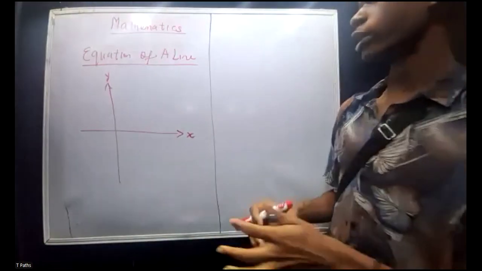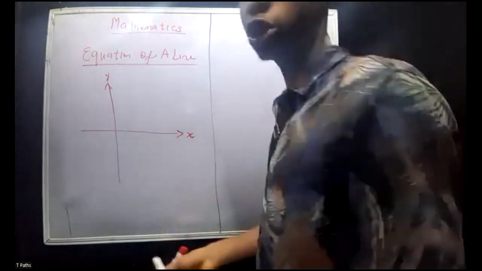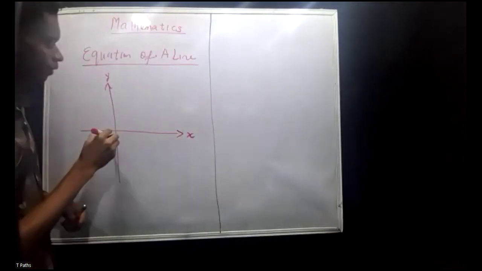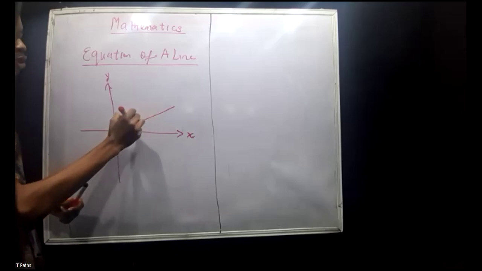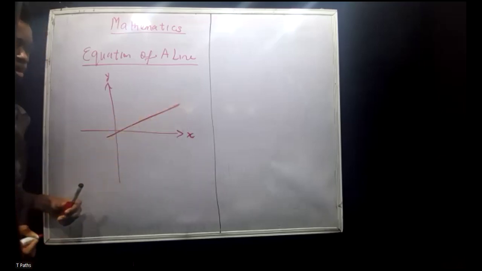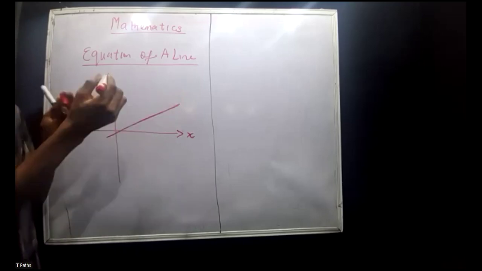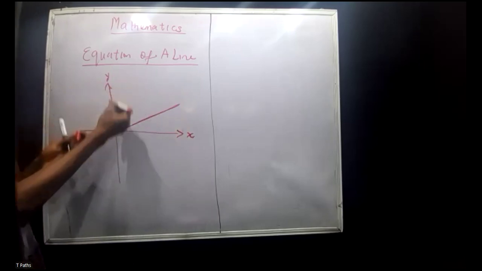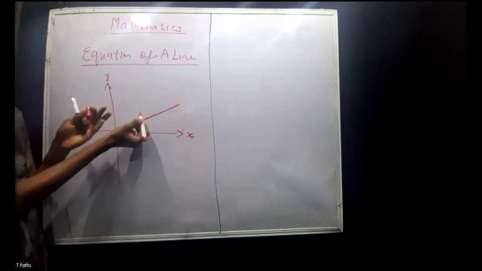So when we say the equation of a line, we are trying to represent a particular line with an equation based on the position it is on the x and y plane. What do I mean? Let's say I have a line this way, and I want to write down the equation of this particular line. I'm simply representing this line in form of an equation with respect to its position on the x plane and y plane. That means how far this line is from the x-axis and how far it is from the y-axis.